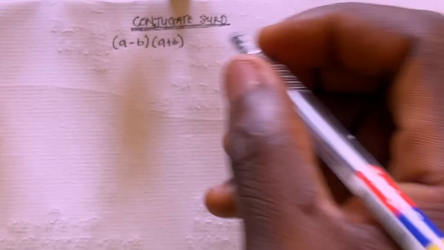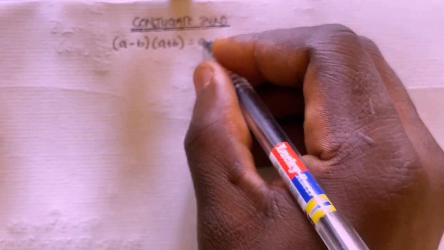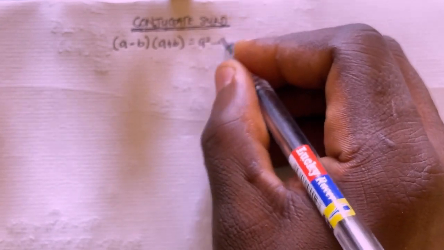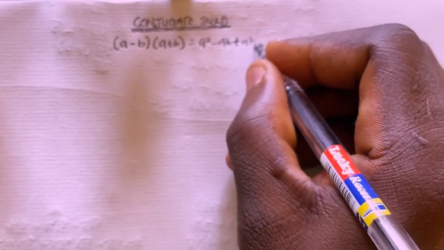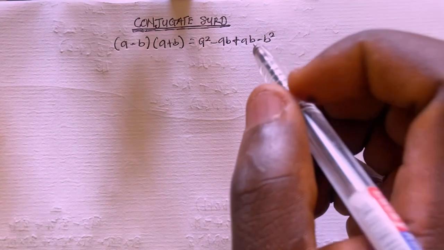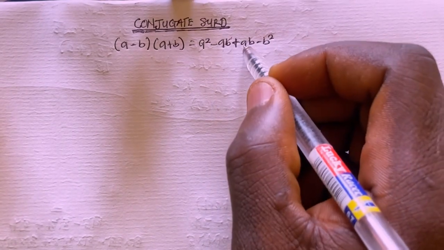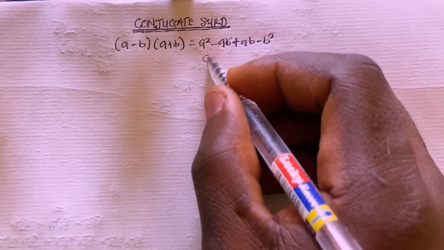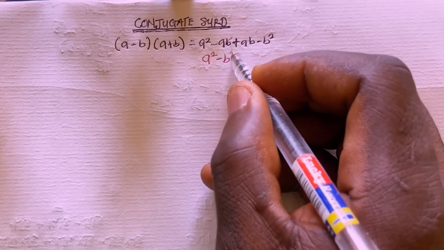You are going to have a squared, then minus ab, then plus ab, minus b squared. Exactly. That's what you are going to have. So if we simplify this expression further, we cancel this, then you're left with what? You're left with a squared minus b squared.